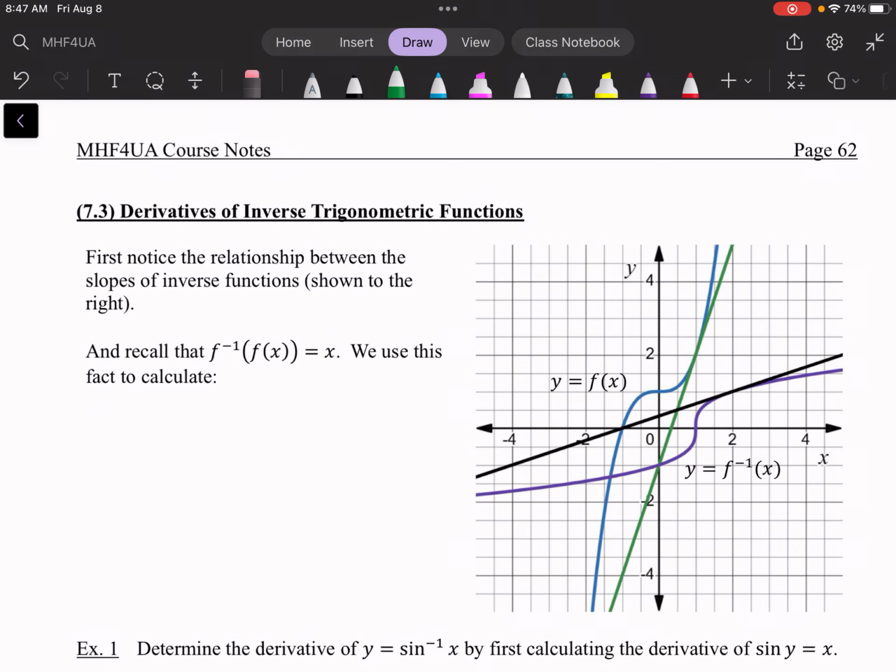To begin with, recall that f inverse of f of x is equal to x. Now, if we use this, we can find the derivative on both sides of this expression with respect to x. And what you'll notice is you have to use chain rule, so f inverse prime of f of x times f prime of x is equal to 1.